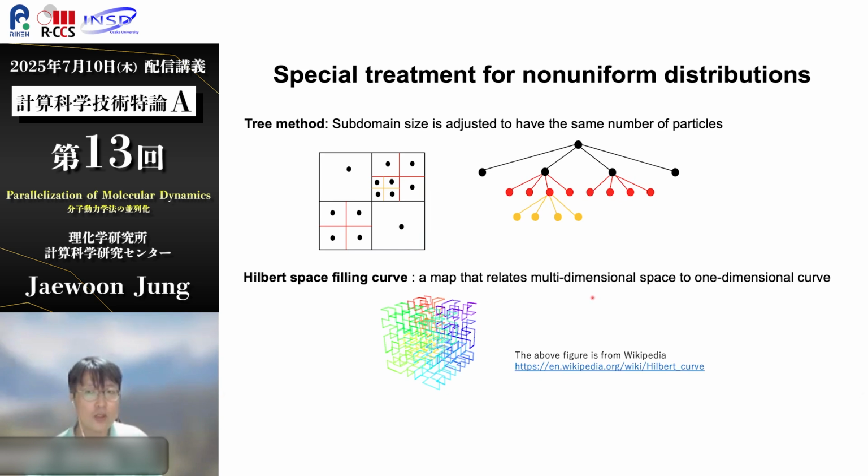And they parallelize in the one-dimensional curve. Then it is also parallelized in multi-dimensional space. Even though it's not a non-uniform distribution scheme, this scheme is also used in GPU parallelization. For example, if you see the EMBER molecular dynamics software for efficient GPU parallelization, they make use of this Hilbert space filling curve.